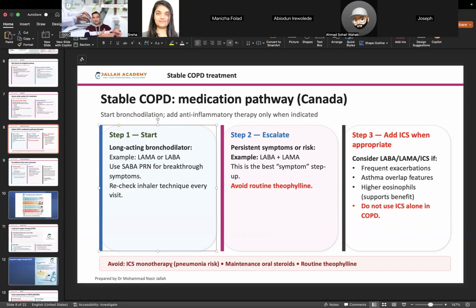Why? First of all, we never use it as a monotherapy. It's not the first line of therapy. And we never use it as a monotherapy for what reason? Because it increases the risk of pneumonia. And not only do we not use it as a monotherapy, we don't use it for a long term. That's the main reason: it increases the risk of pneumonia.